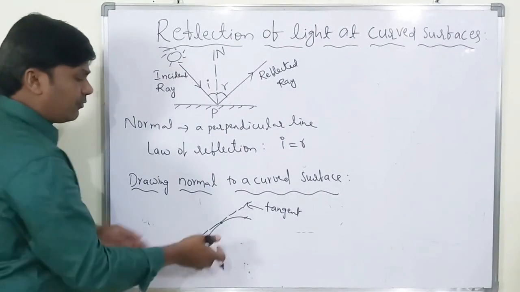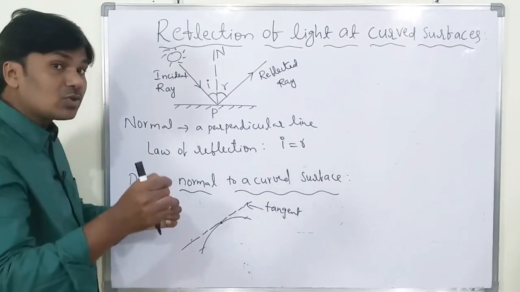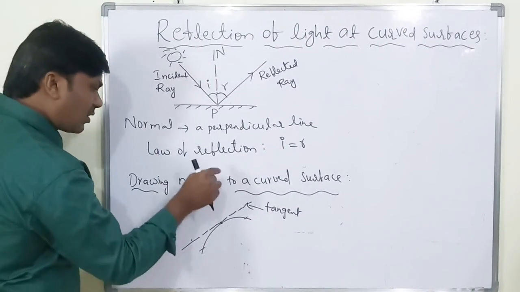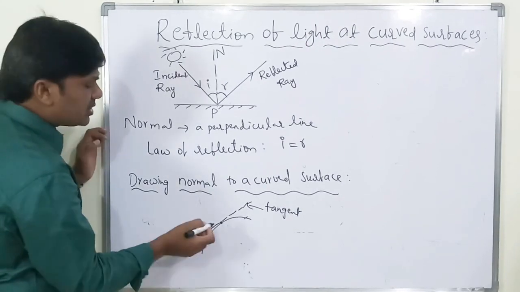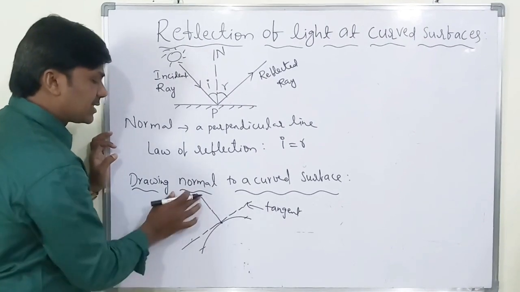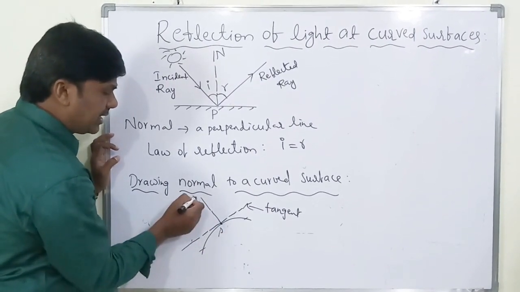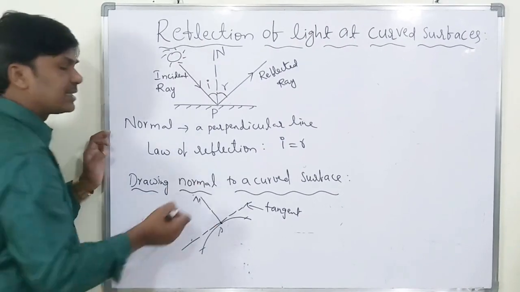So now, if you draw a tangent to that particular surface at a point where you want to draw the normal, after drawing this tangent, you just draw a perpendicular line at the same point to this tangent. Now this is going to be the normal. This is the point of incidence and the line which we have drawn is a normal.